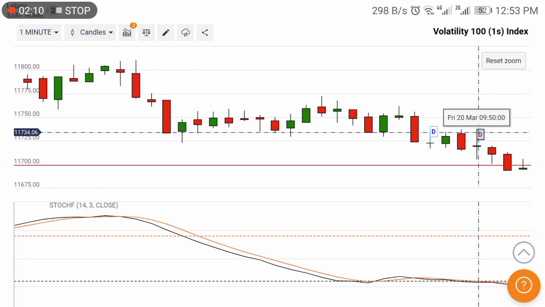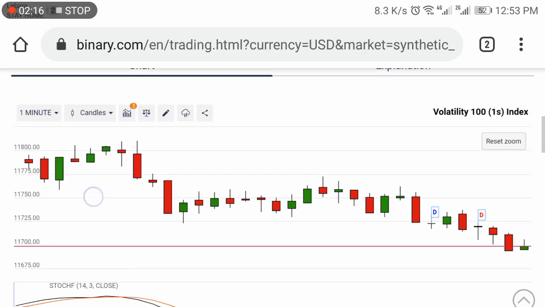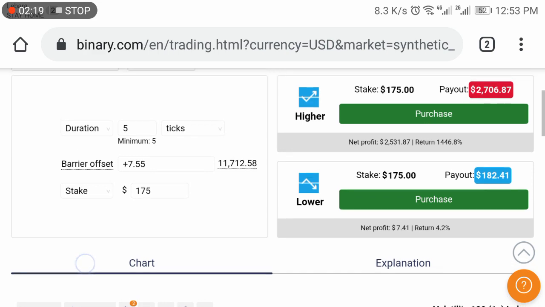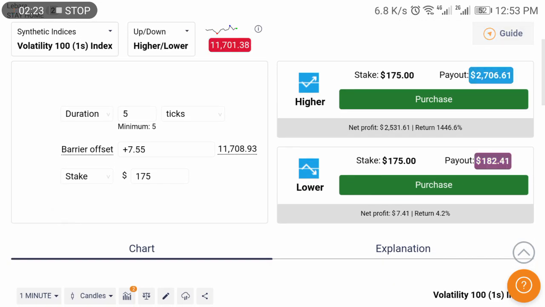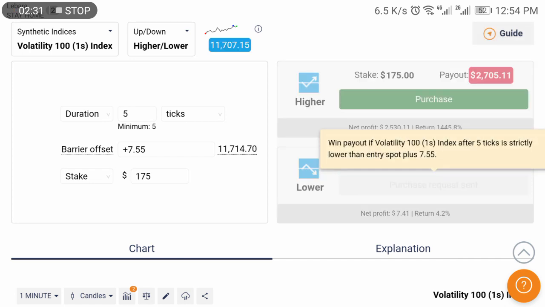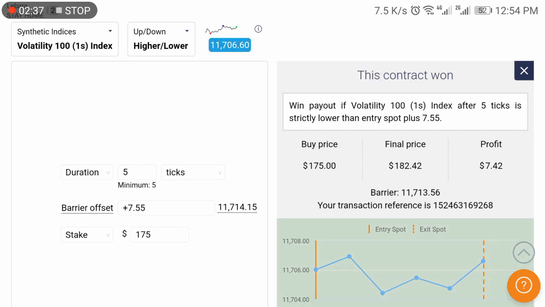Now it's time to trade. And look here, this is also a doji candle. I'm looking at this one. And now it's time to trade. Let me place a trade of 5 ticks using the 7.55 barrier offset and purchase the lower contract. And let's see how we continuously win and face no loss.